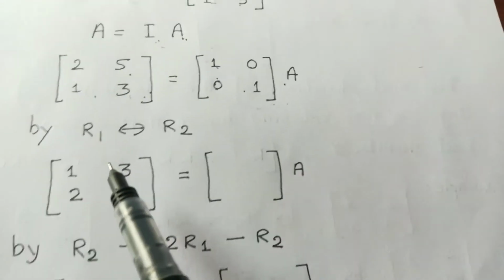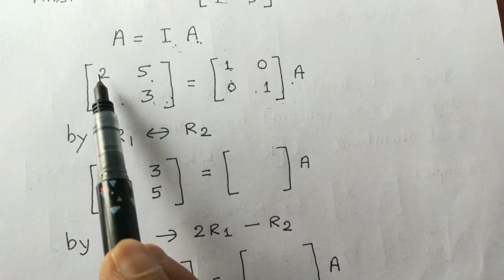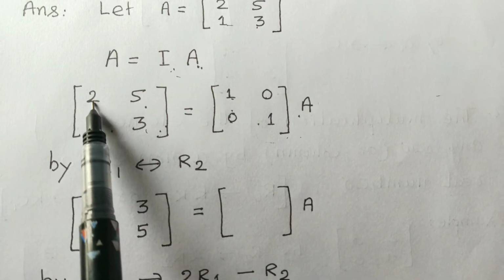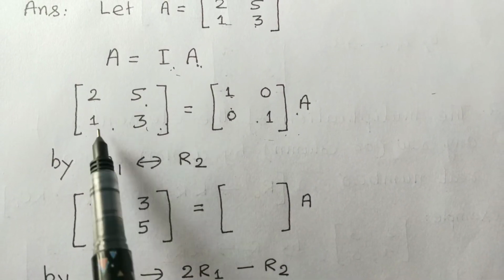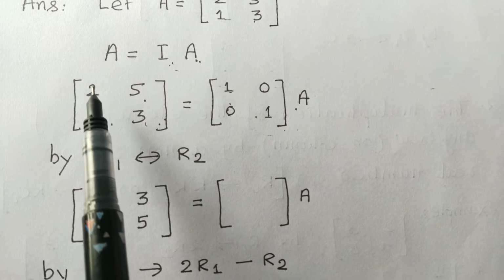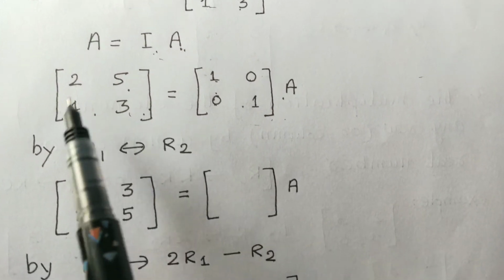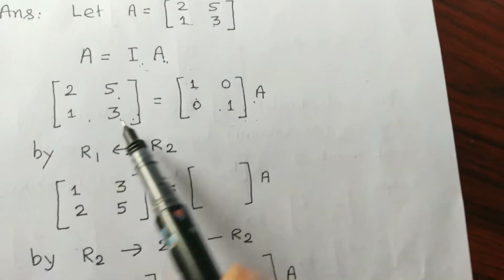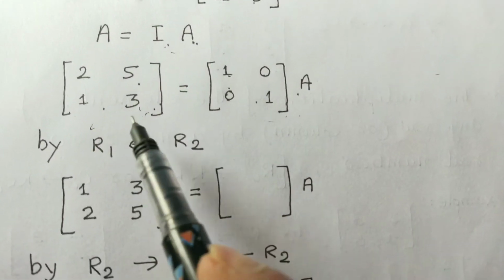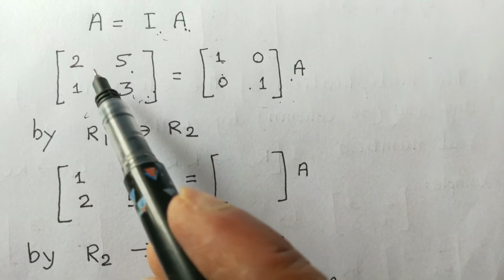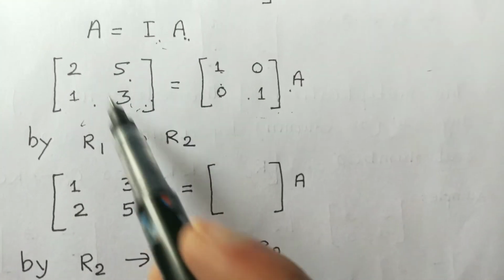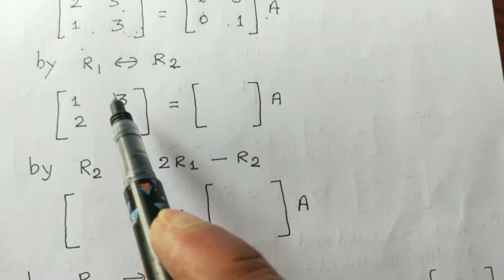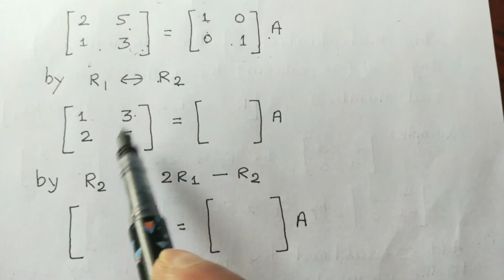First thing, this is given 2513. We need here 1, and 0 0 1. Holding on to one of them, I need 1 here. For that I can make it 2 minus 1, and I can interchange, as we have just studied that rows can be interchanged. So we interchanged. Row 1 is interchanged with row 2. So I got 1 3 2 5.